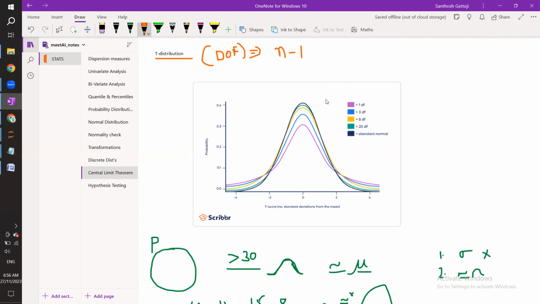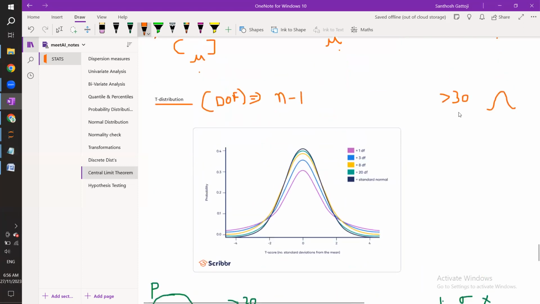So now here, interestingly, see what I said. If you have enough number of samples, let's say greater than 30, it will become a normal distribution. Because your scenario is less than 30, it is similar to a normal distribution, but not exactly a normal distribution.